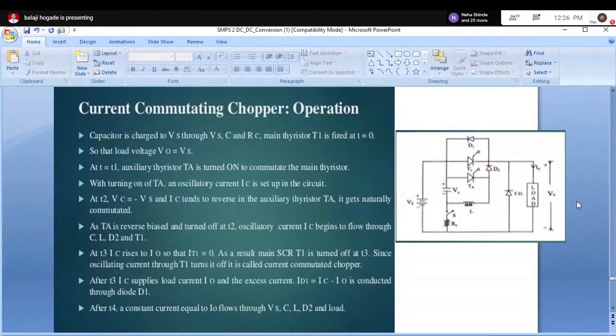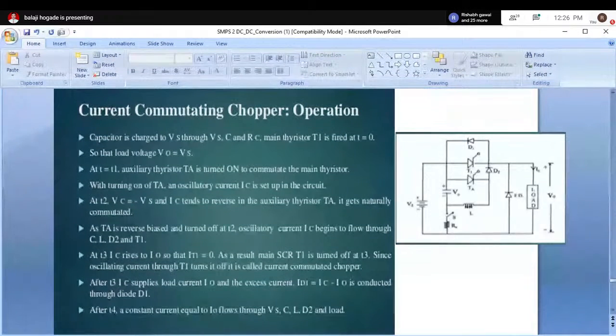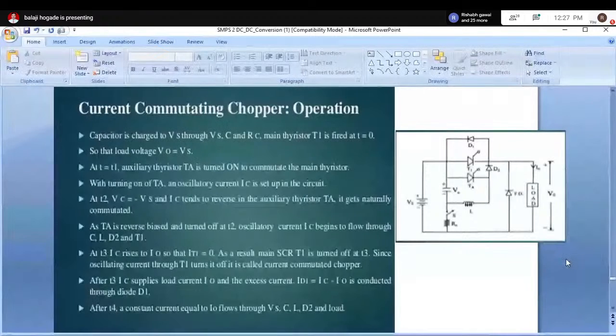Then how the chopper works, how the current commutated chopper works. Can you see this full screen? Yes, sir. Okay. The circuit diagram and the operation of the current commutated chopper.